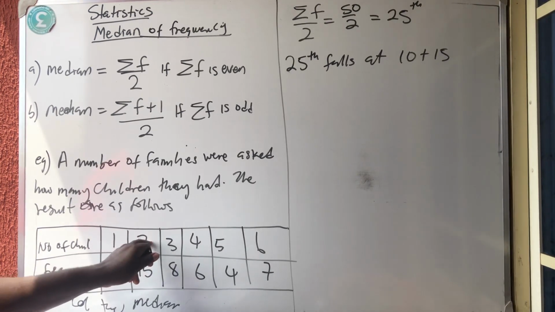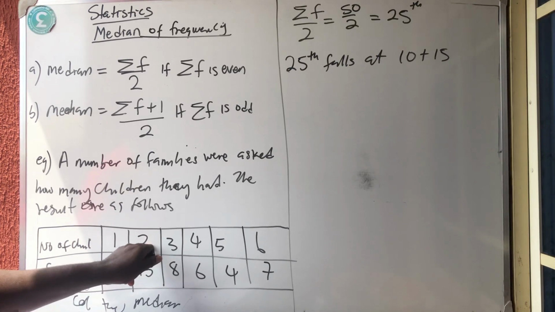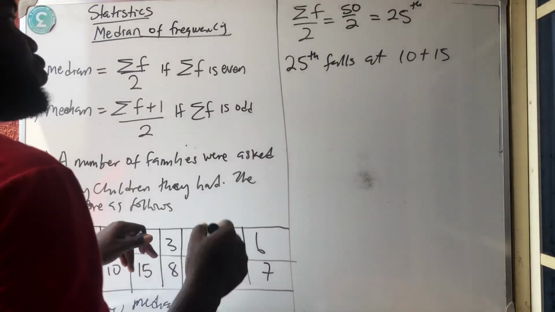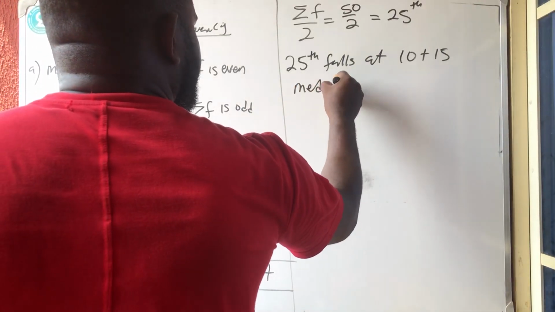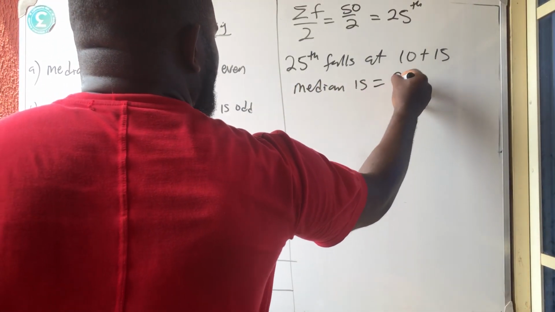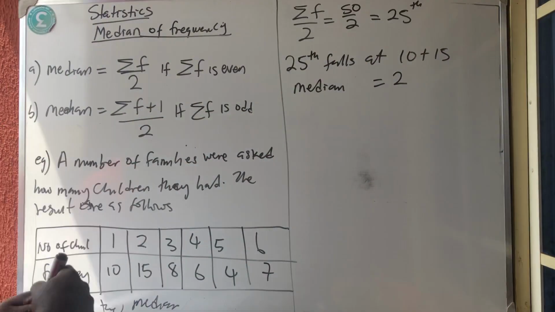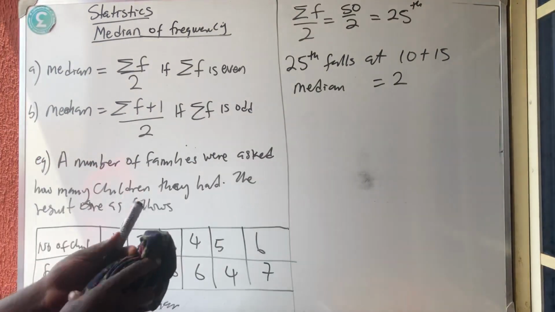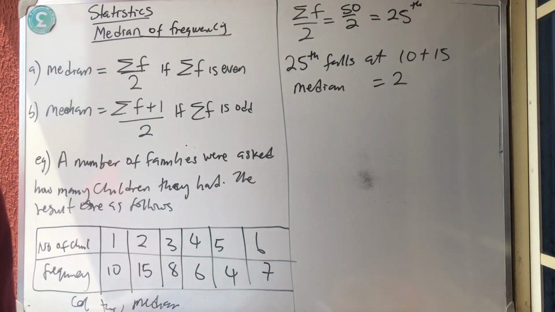So the median is now that x. The median is not from the frequency. The frequency is helping us to get the median. So the median is equal to 2. I hope you understood how I got that. So let's do the next one so you will understand very well.